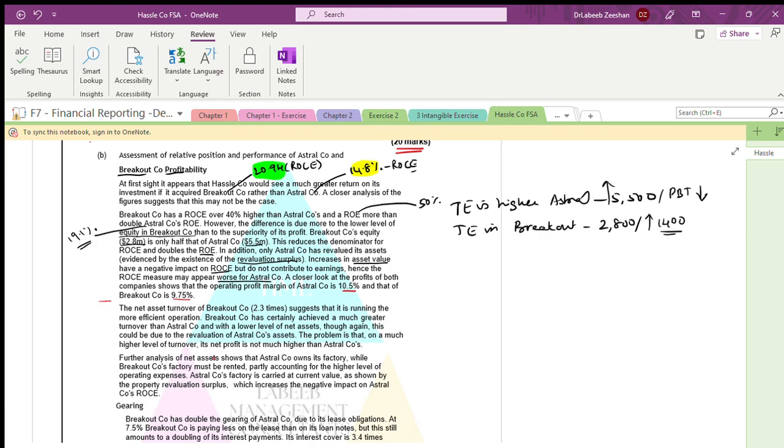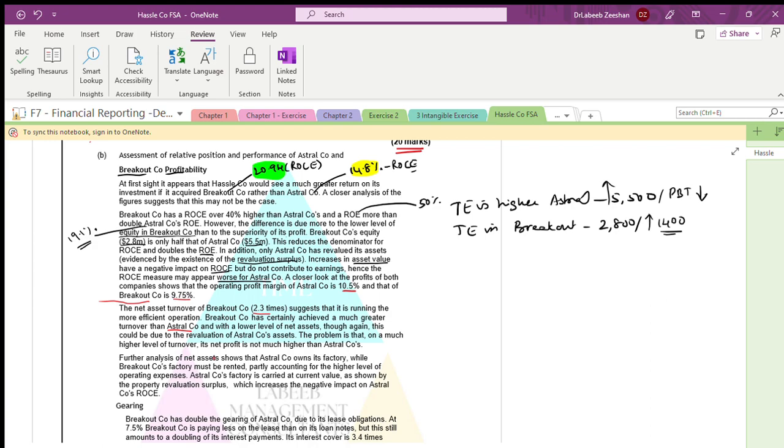If there is a huge difference, then the net assets turnover is how much? Breakout is 2.3, which suggests it is running more efficiently. The higher the net assets turnover ratio, the higher the efficiency in using the assets. Breakout has certainly achieved a much greater turnover than Astral.